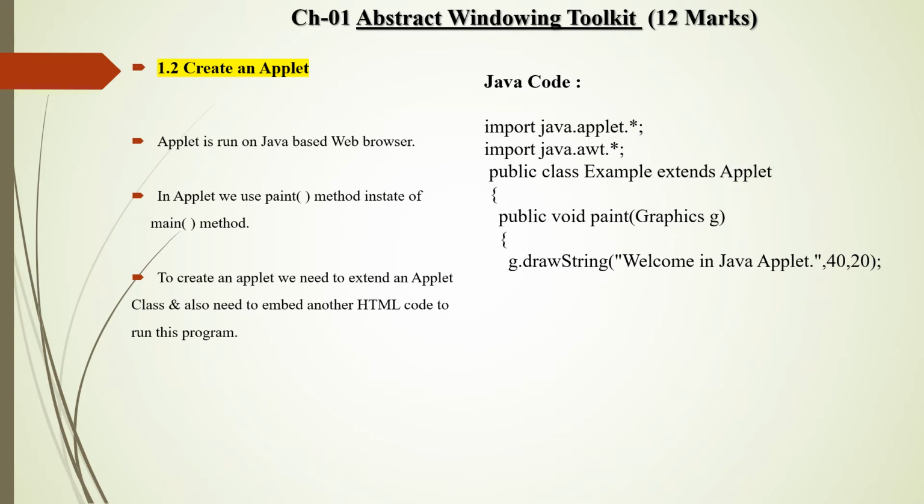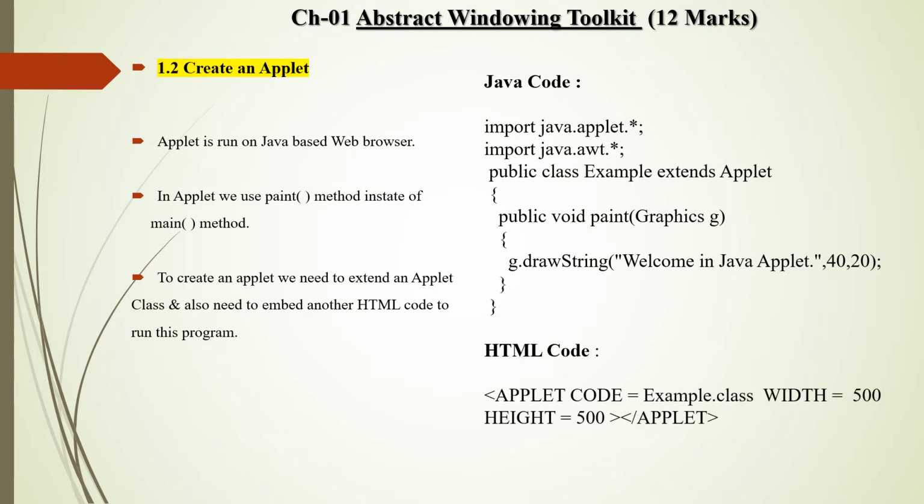So we write drawString, and inside we pass the string "Welcome in Java applet" and pass the coordinates from which the string starts to print. Then this is the Java code, and we require HTML code also to run the program. In that code: applet code example.class, width is 500 and height is 500.